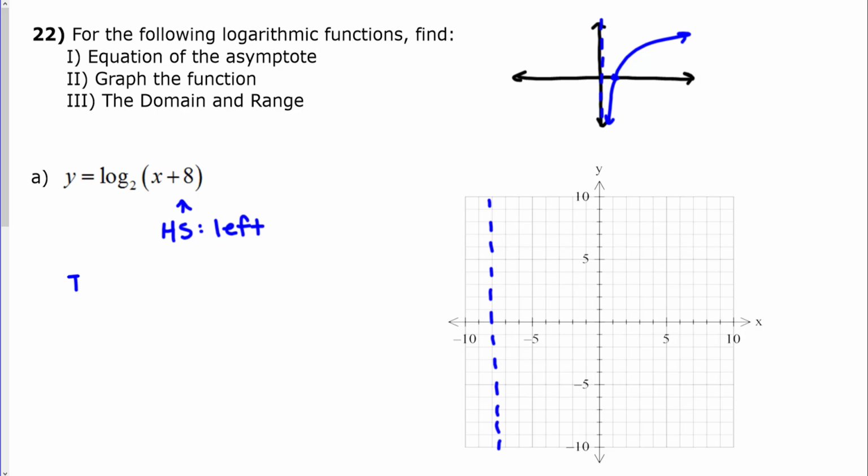And for part 1, it says, what's the equation of the asymptote? Well, it's a vertical line, and that vertical line is at negative 8. The equation of a vertical line is x equals some constant.